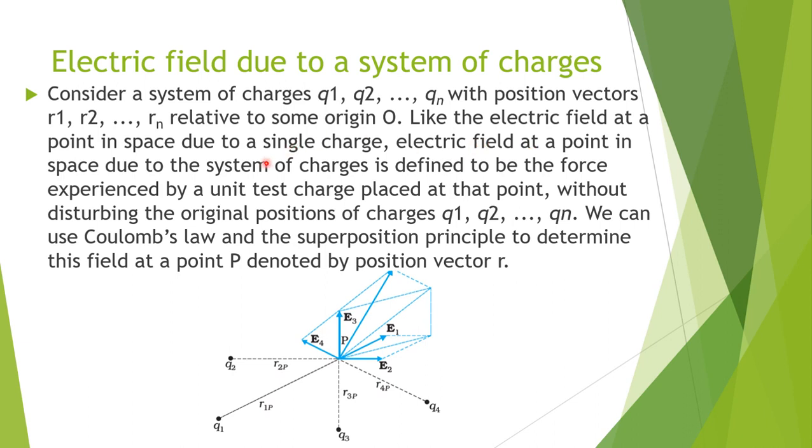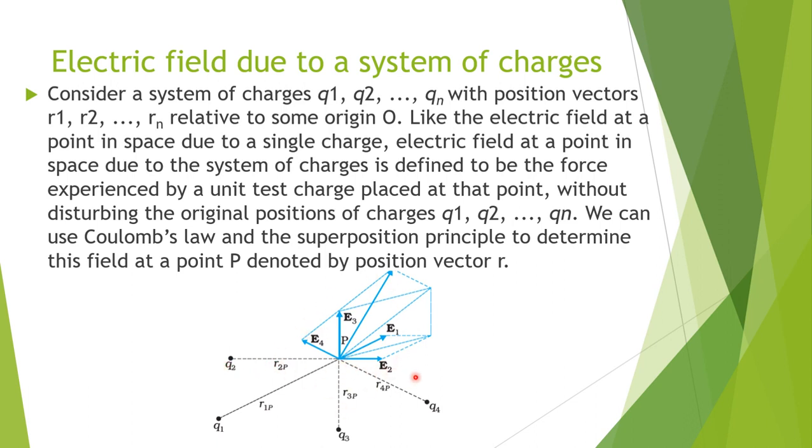So how will we find? We'll apply the principle of superposition to find the resultant field at P. So it will be equal to E1 plus E2 plus E3 plus E4, right? If we are considering four charges only, the resultant electric field at point P will be the field due to charge Q1, denoted by E1, due to charge Q2, E2, E3 and E4.